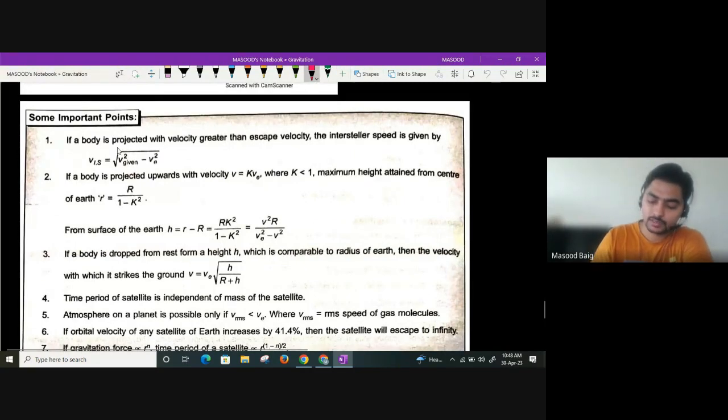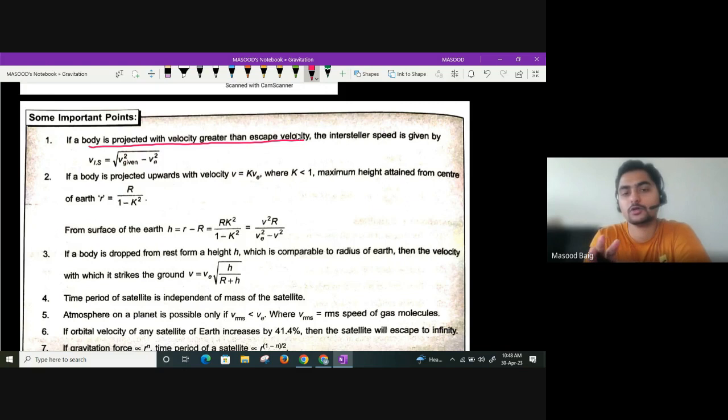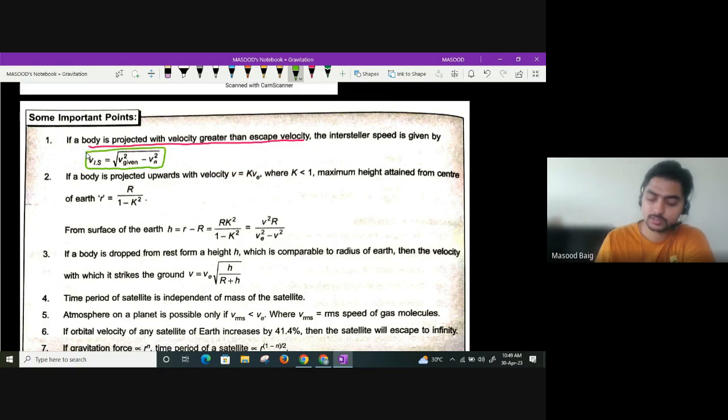What will happen if the body is projected with a speed greater than escape velocity? Escape velocity means we know it will go to infinity, where total energy will be zero. Whereas if the object is projected with a speed more than escape speed, then the object will move into interstellar space, and it will move with some constant speed. There will be some kinetic energy finally, guys. Okay, and what will that speed be given as? It will be given as the speed of projection square minus escape speed square, guys. Speed of projection square minus escape speed square.